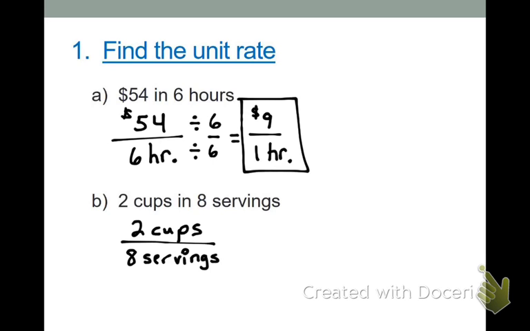I don't want to divide by 2. If I have to divide by 8, do I do it just to the top, just to the bottom, or to both? Do it to both of them. So divided by 8 on top, divided by 8 on bottom. What do I get, guys? 0.25 cups per 1 serving. Okay, 0.25 cups per serving.